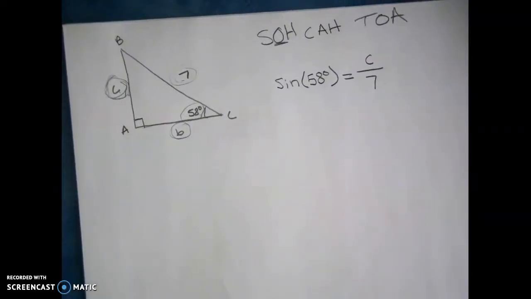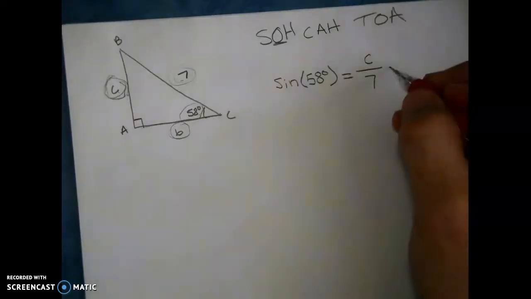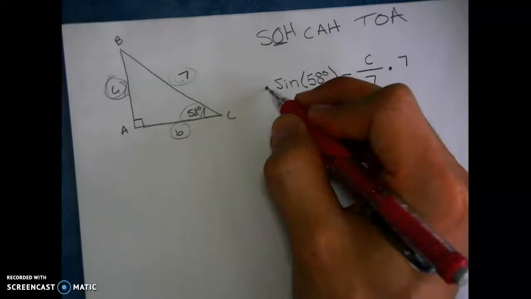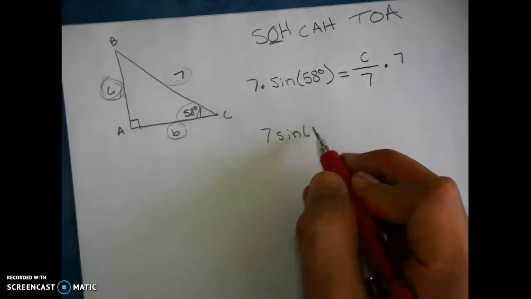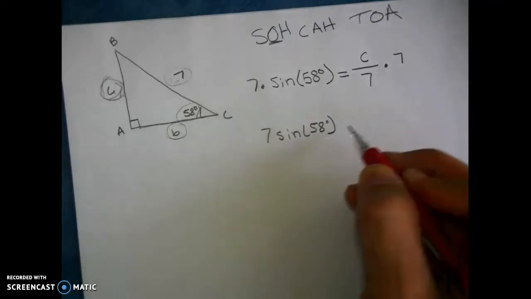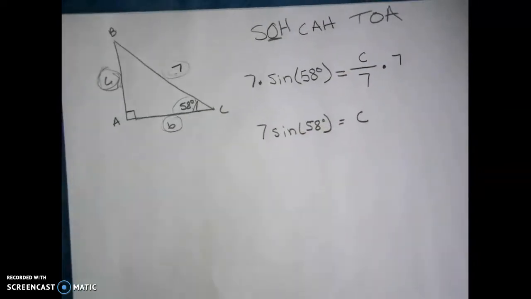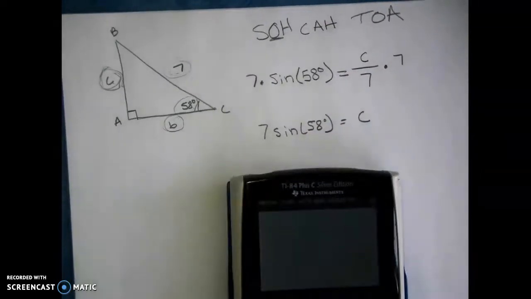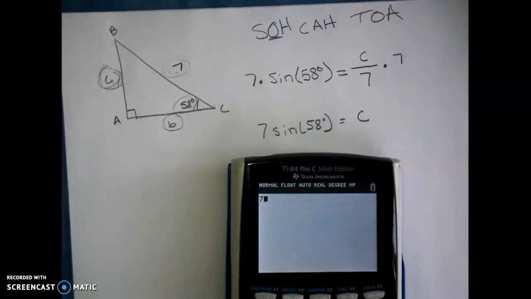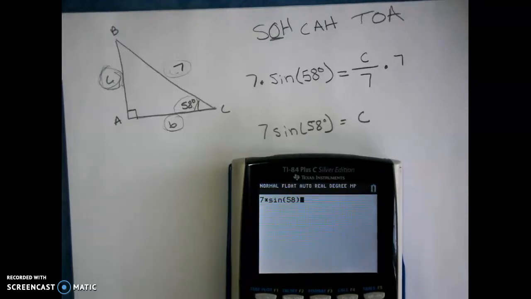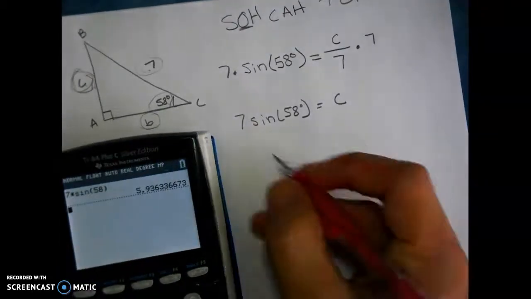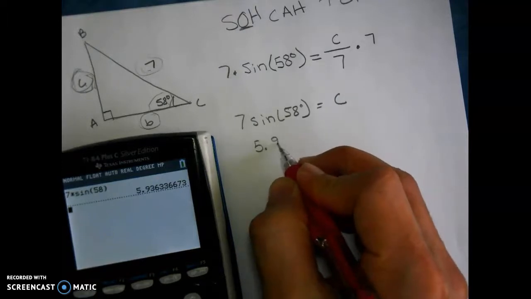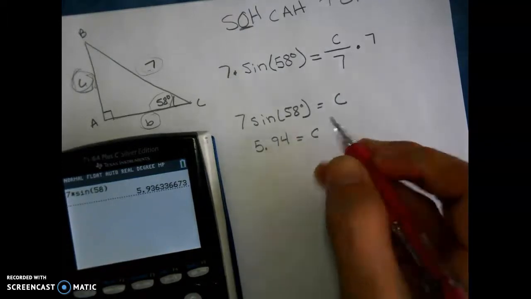Okay, so that's how I set it up. Now I'm solving for C. I want to get C by itself, so I'm going to multiply by 7. Here I get 7 times sine of 58 degrees is equal to C. Now all I do is take my calculator and plug it in. So I have 7 times the sine of 58 degrees, which gives me 5.94 is equal to C.